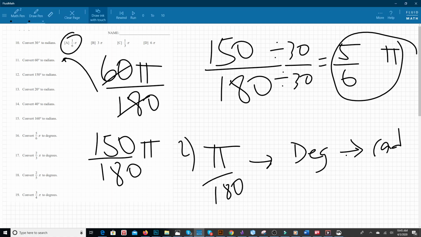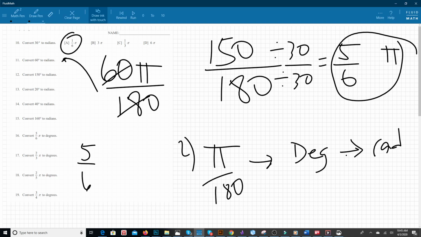So let's look at this one right here. Let's look at 16. Now, remember, 16 is going to be 180 over pi, right? So 16 says 5/6 pi. Well, if you look at what 16 is, it's essentially just number 12. So we should get 150 as an answer.